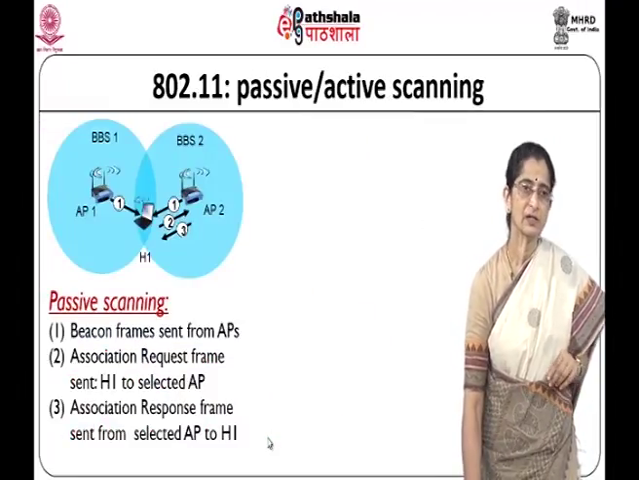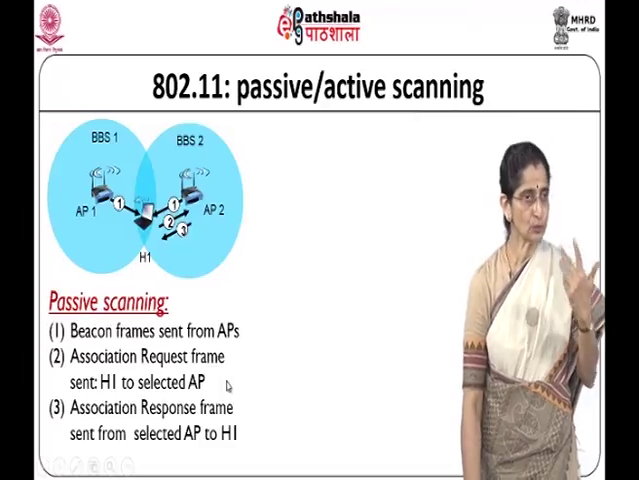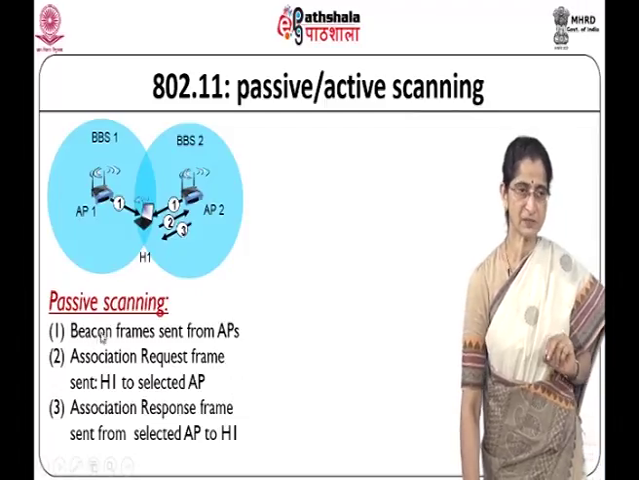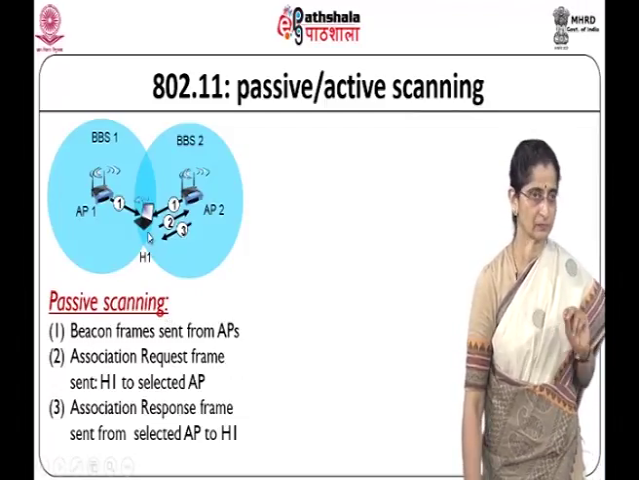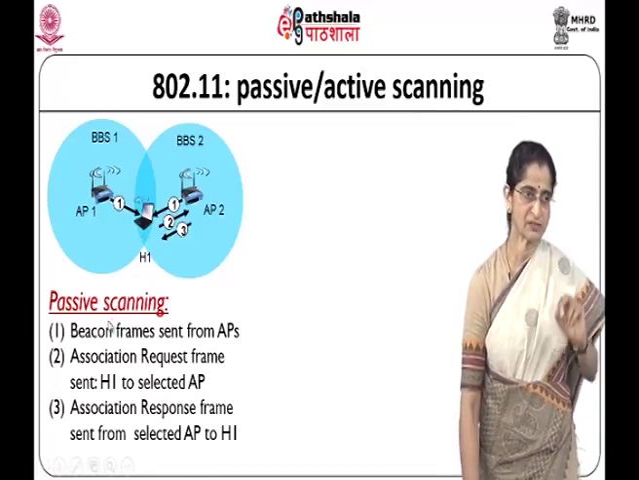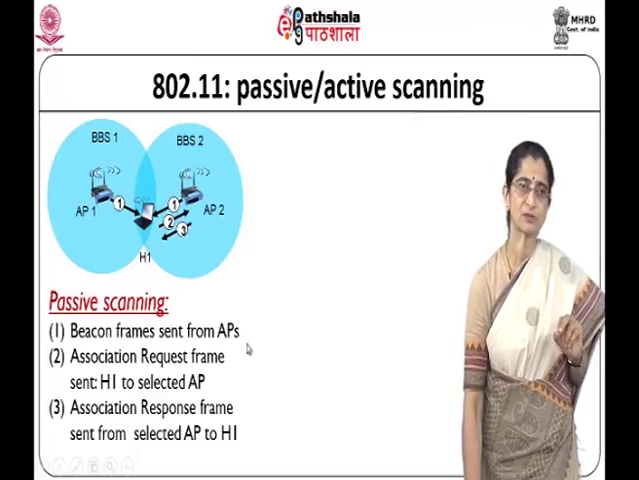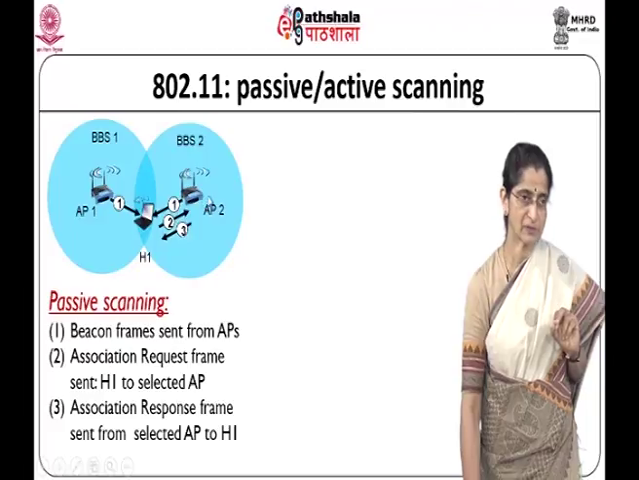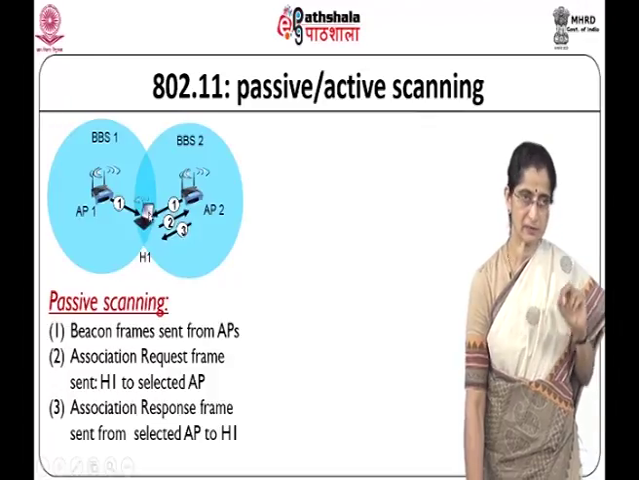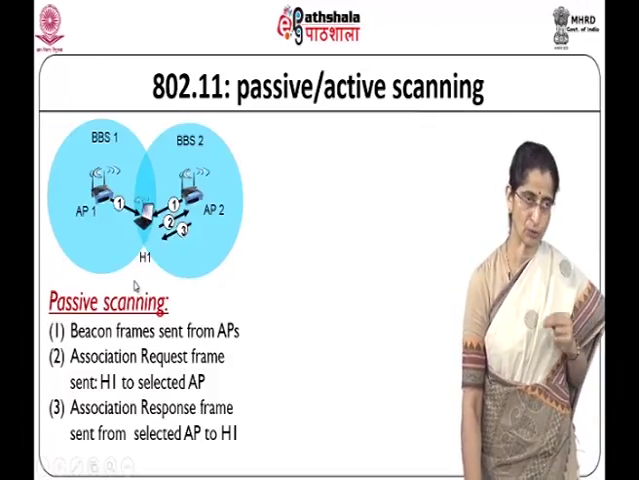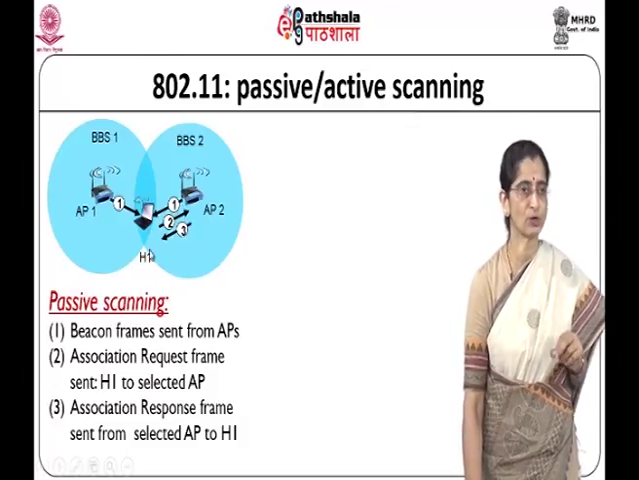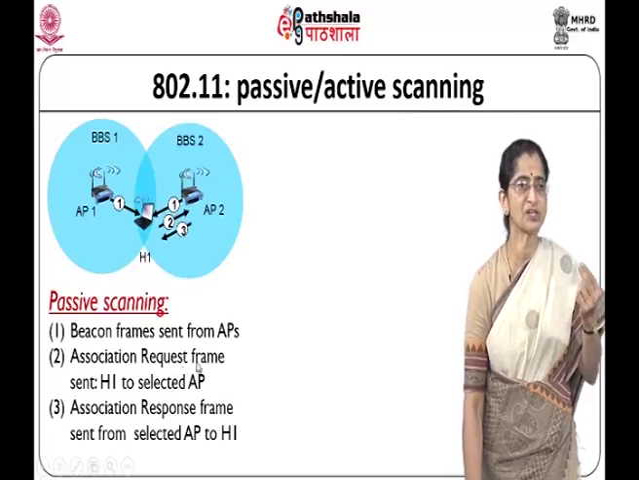When we talk about this scanning, there are two modes of operation: passive scanning and active scanning. In passive scanning, when a node wants to connect, it waits to hear beacon frames from the access points. So the first step is beacon frames coming from the access points. The second step: on hearing these beacon frames, by looking at signal strength or some other basis, the host H1 chooses which access point it wants to associate with and sends what is called an association request frame.